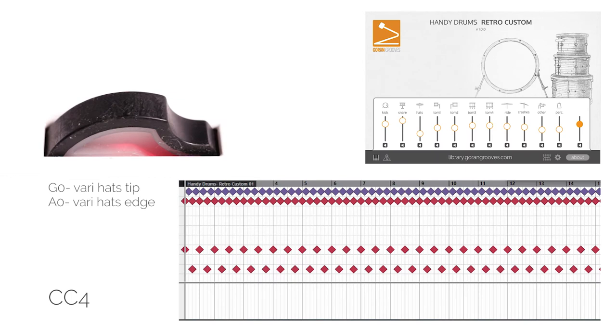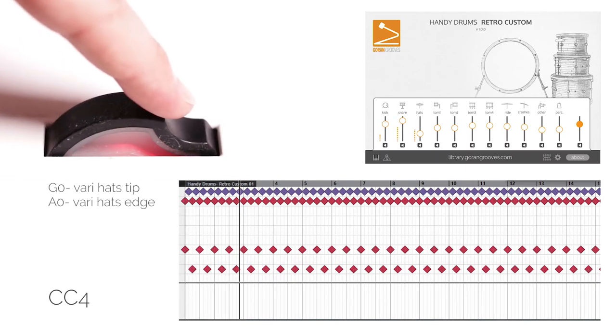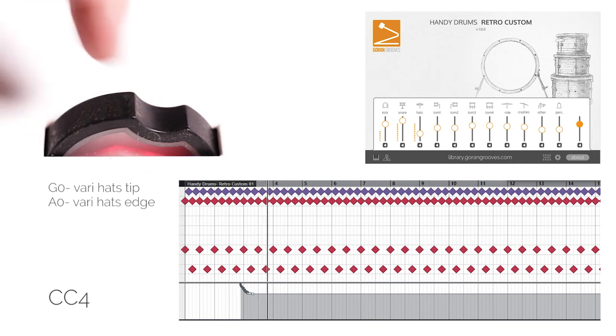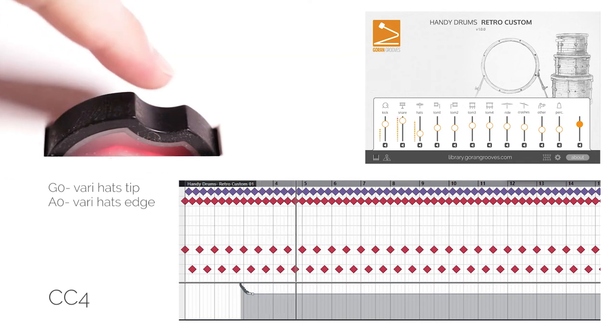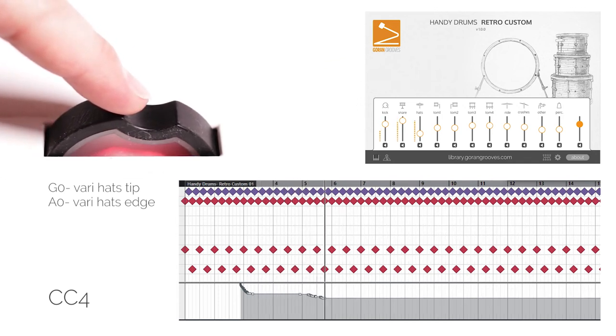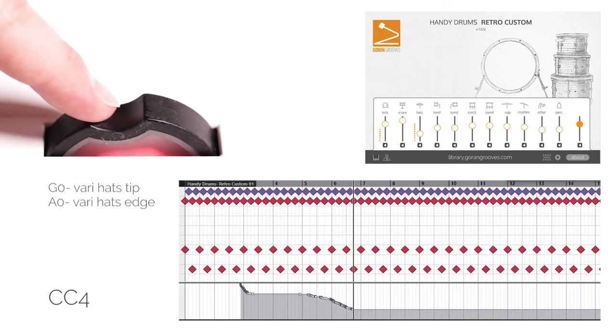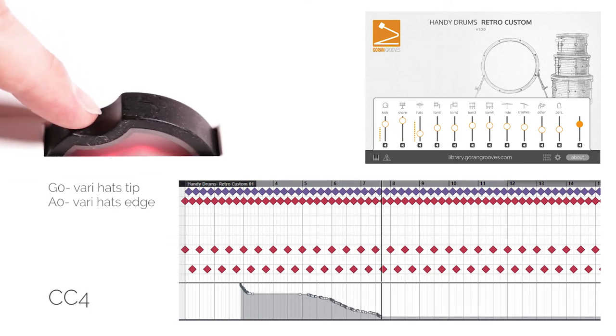Let's play the loop. The hat sound is tightly closed. Turning the mod wheel will change the sound to slightly looser closed hats. As I turn the wheel further, the articulations will continue to change from closed to various levels of open.